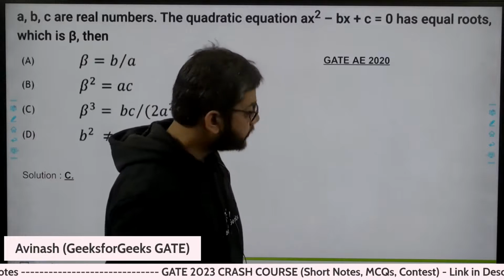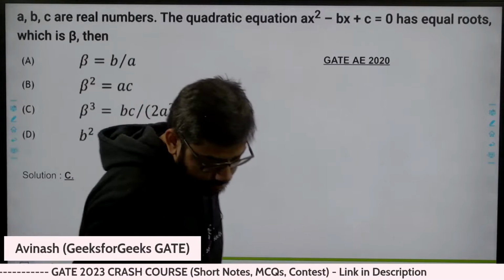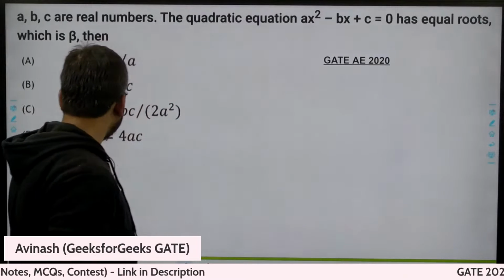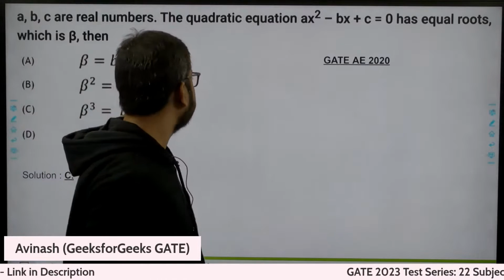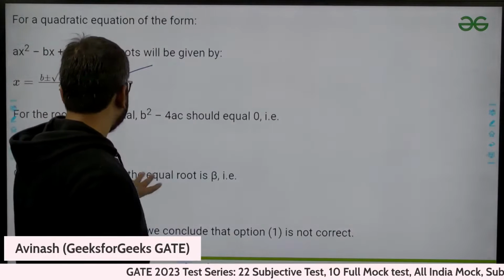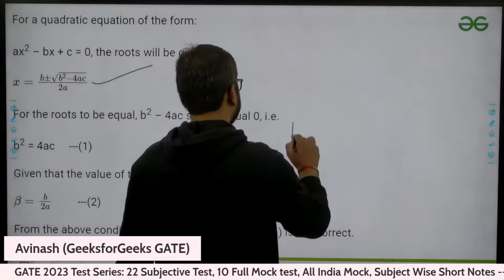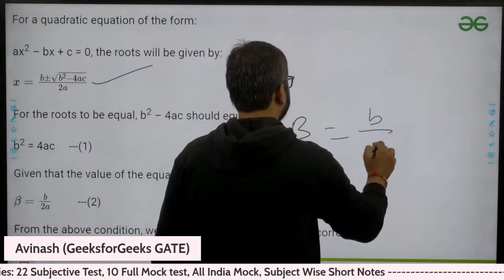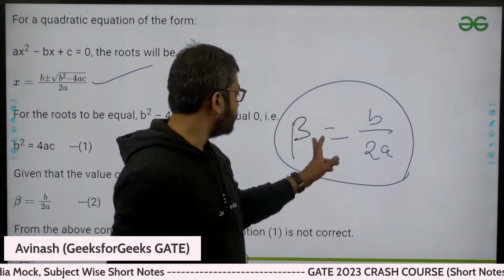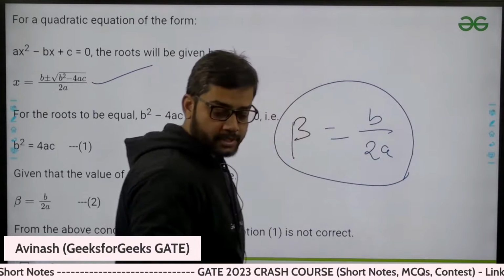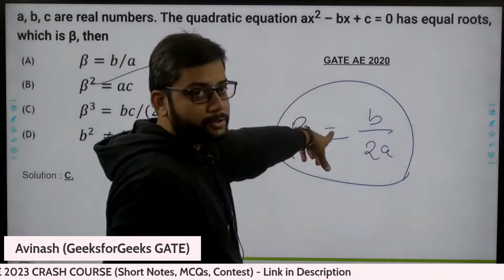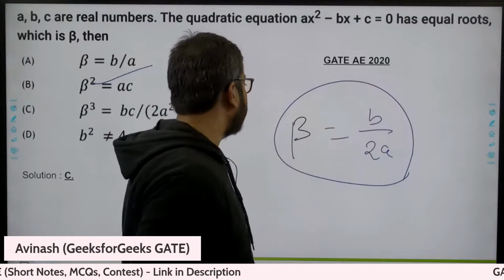Okay, Mahak is saying that the answer is B by A. Okay, let's see. I think Mahak's answer is C, but still we will see. So now the value of equal roots: beta is equal to how much? Beta is equal to B by 2A. Actually, it's minus B by 2A, but B is negative already. So the value is equal to B by 2A. So our first option is incorrect. The option says beta is equal to B by A, but it's B by 2A. So option number 1 is incorrect.